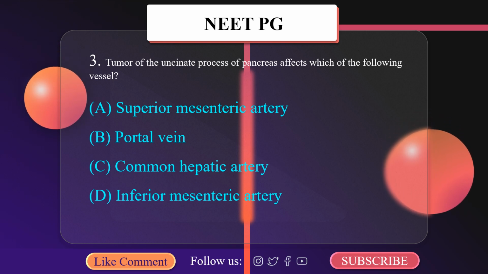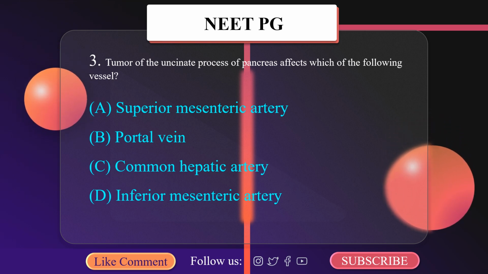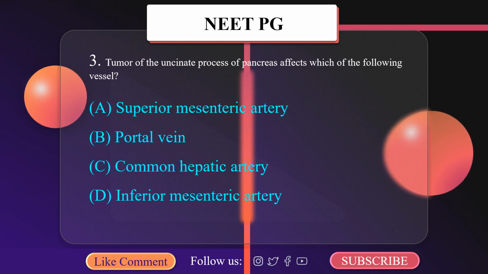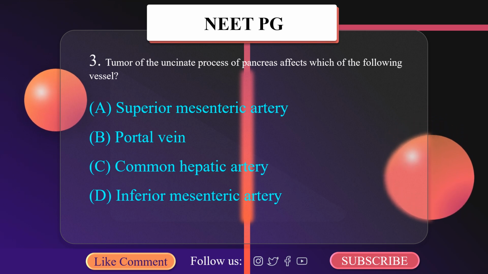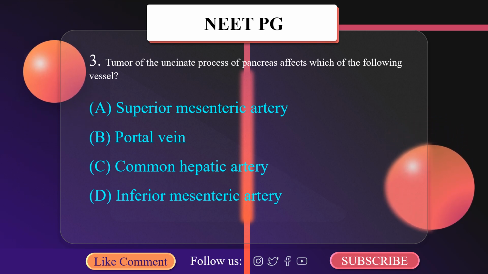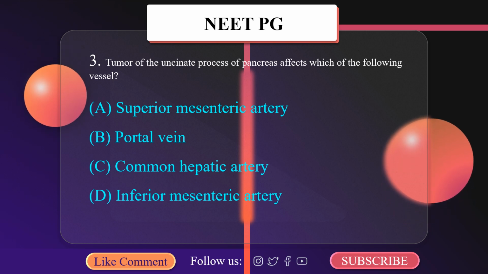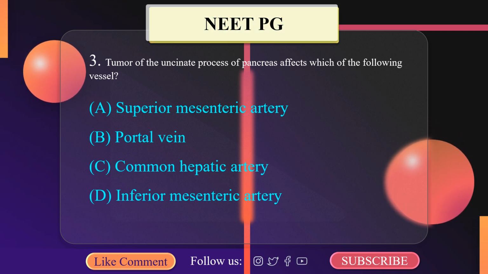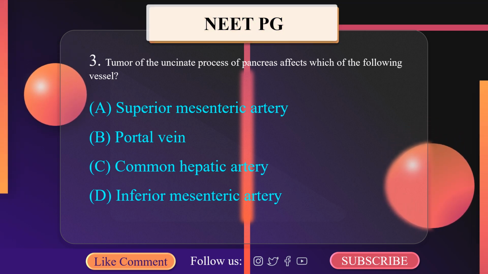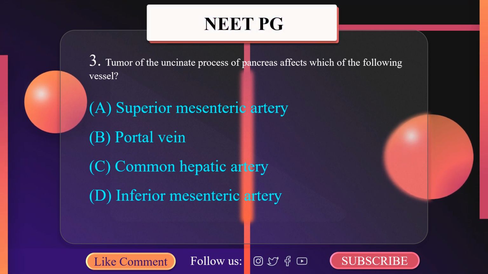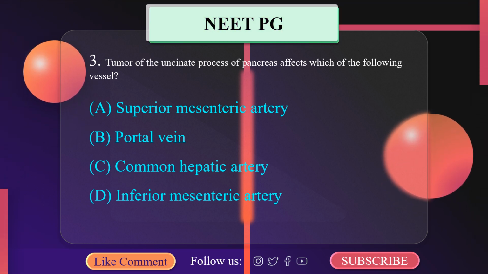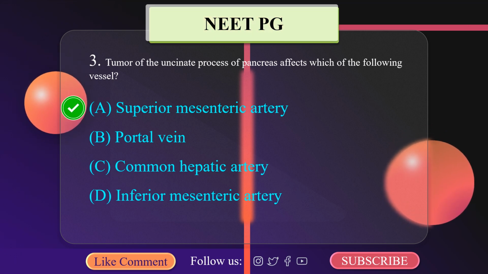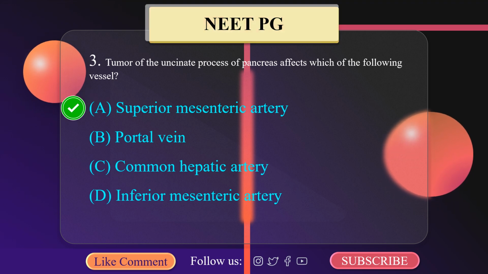Now, this question is very important. Tumor of uncinate process of pancreas affects which of the following vessel? A. Superior mesenteric. B. Portal vein. C. Common hepatic artery. D. Inferior mesenteric artery. The correct option here is superior mesenteric artery.